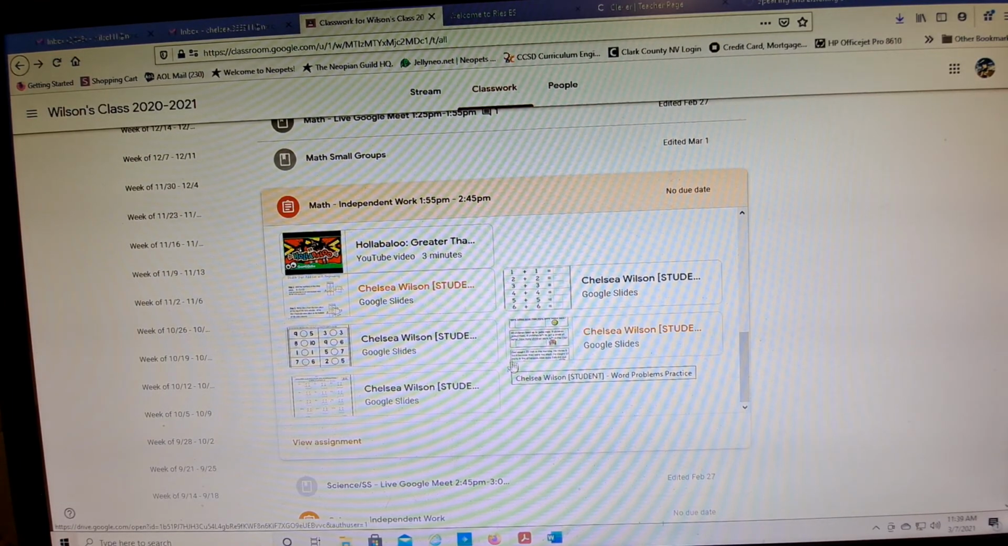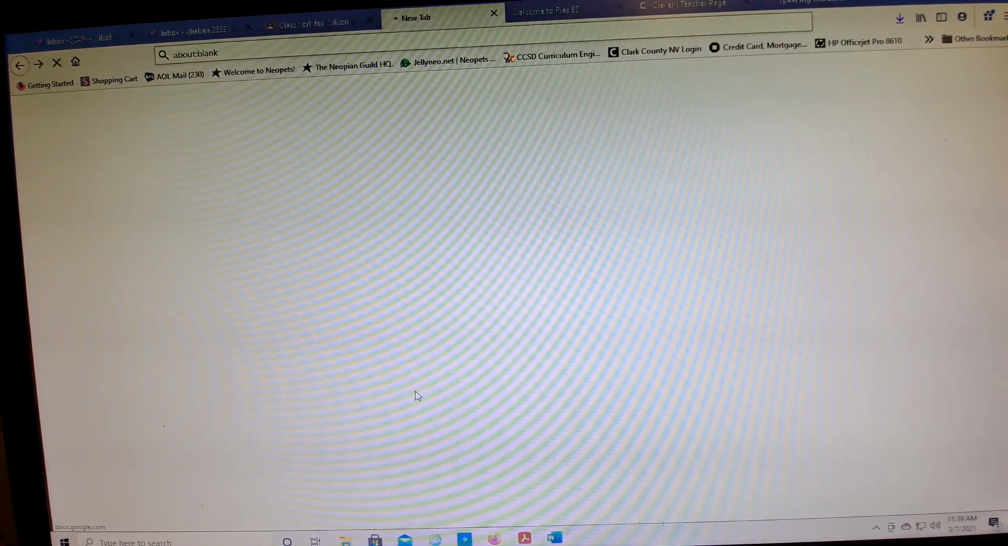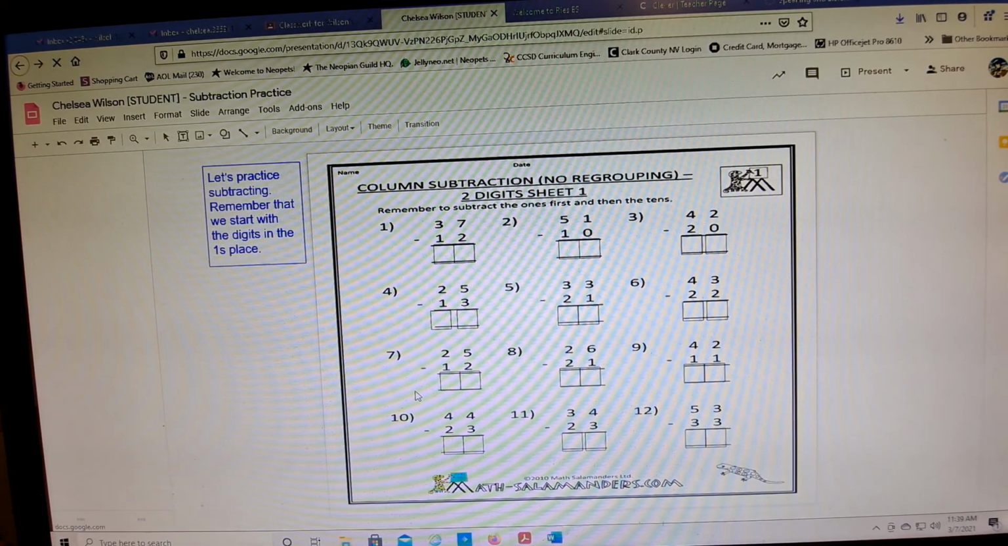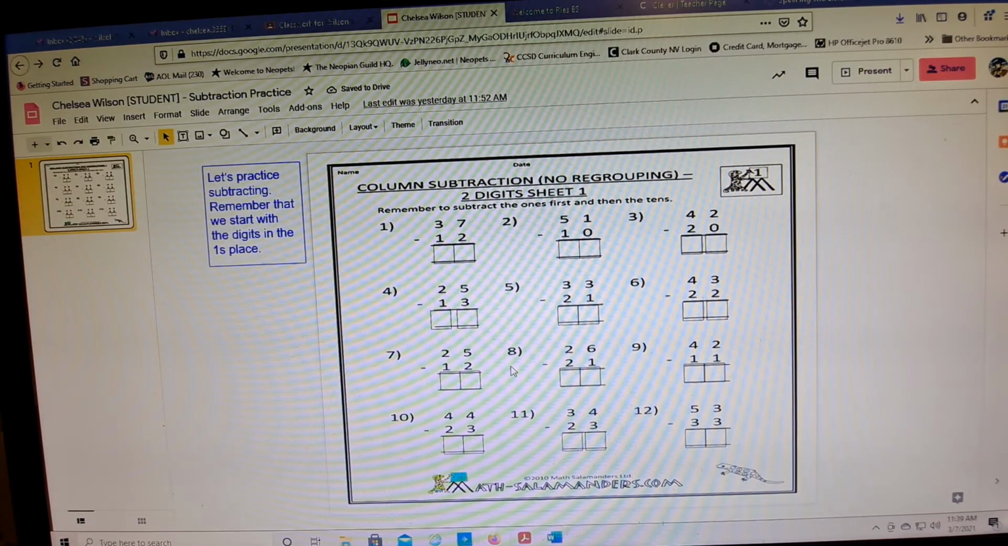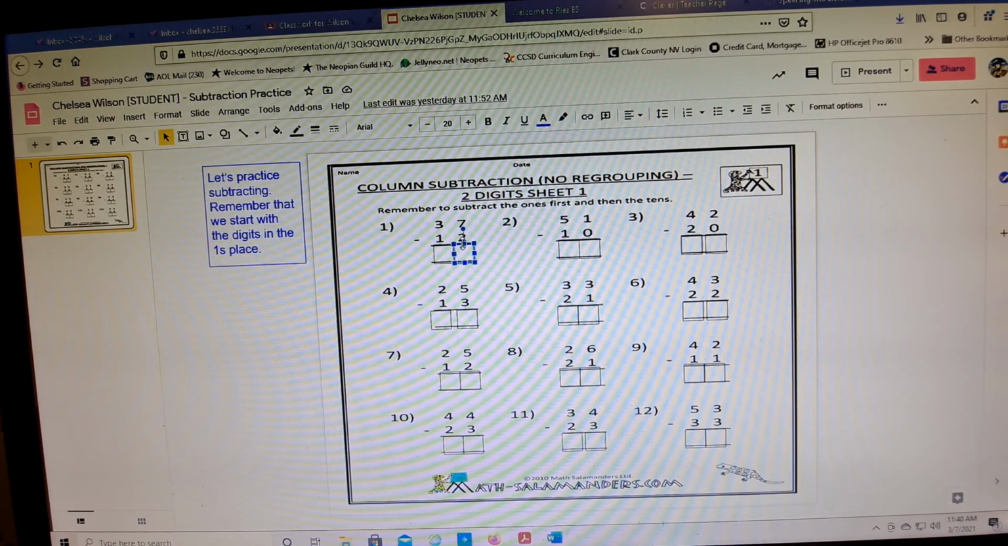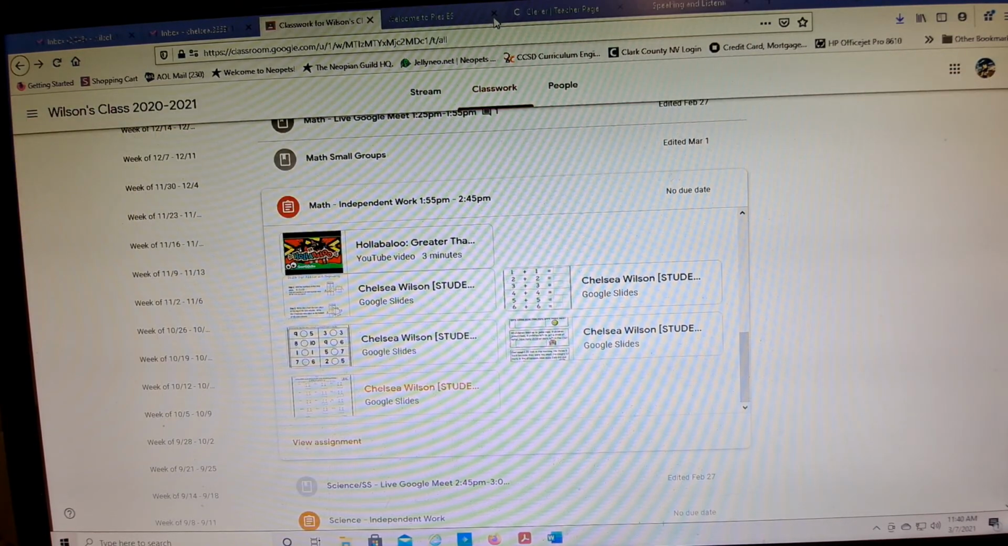Subtraction practice. It's just double digit subtraction with no regrouping. So this is really just a review. I did do separate boxes, so we know to subtract from our ones first. So 7 minus 2 is going to be 5, and then 3 minus 1 is 2. So then your answer is 25. So that's that worksheet there.